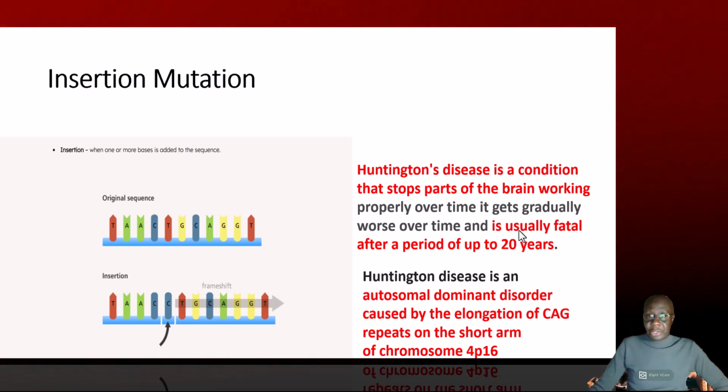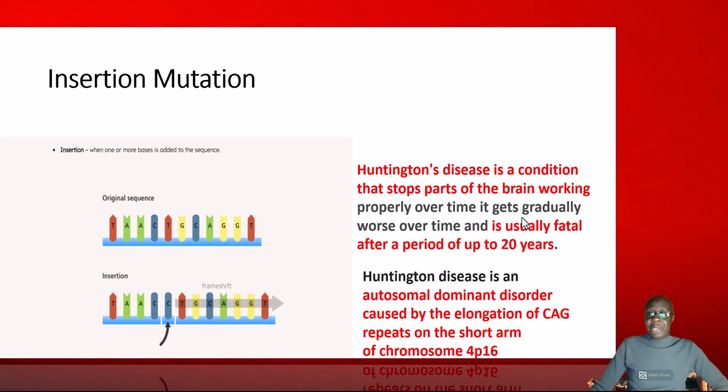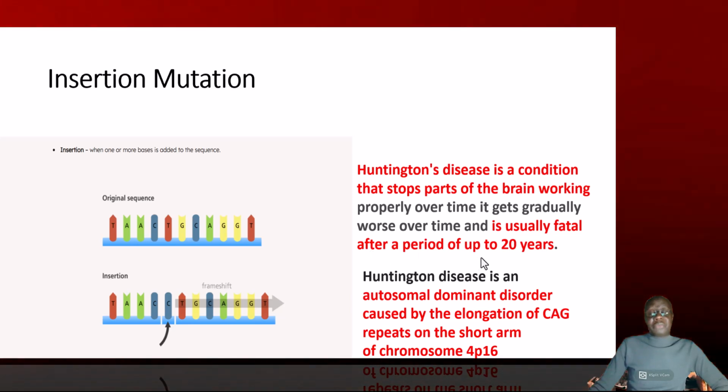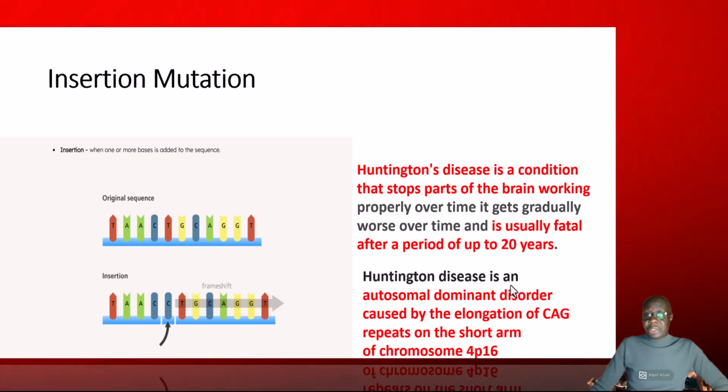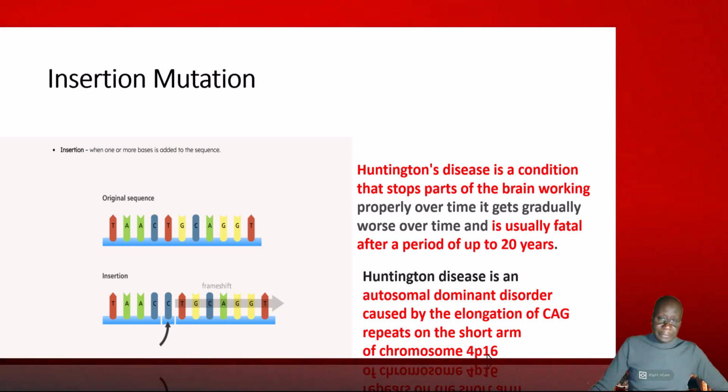cause the following diseases. Huntington disease is a condition that stops parts of the brain working properly over time. It gets gradually worse over time and is usually fatal after a period of up to 20 years. Huntington disease is an autosomal dominant disorder caused by the elongation of CAG, which is the cytosine, adenine, and guanine repeats. They repeat themselves, making the gene longer than it should have been, and therefore it is found in chromosome number 4 at location number 16.